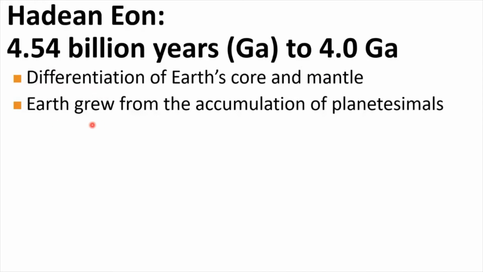And during this time, Earth grew from the accumulation of planetesimals. Now, the Hadean Eon marks the beginning of our Earth's history. And so this was called the Precambrian. And this portion that we're going to be discussing right here, 4.6 billion years ago, represents 88% of Earth's history. So it's not to scale in the geologic column.